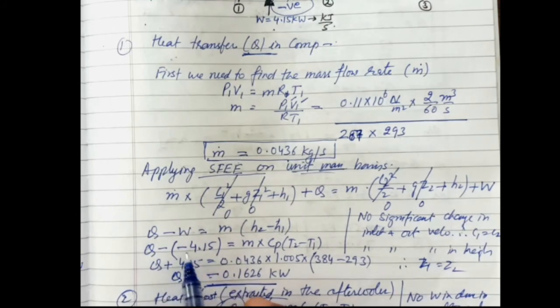So we substitute the value of work as minus 4.15. We substitute the value for mass as 0.436, and we substitute the value for specific heat at constant pressure, and the values for temperatures at both ends, and we get this heat transfer out of the compressor. So the first answer you get is negative, so we got the right answer.